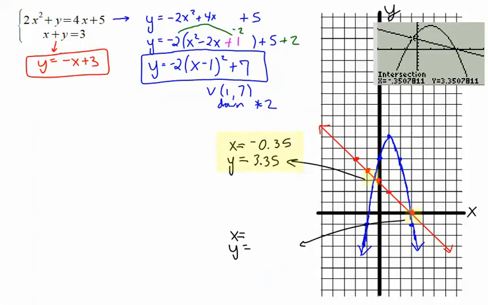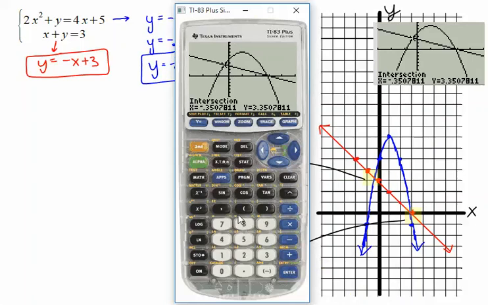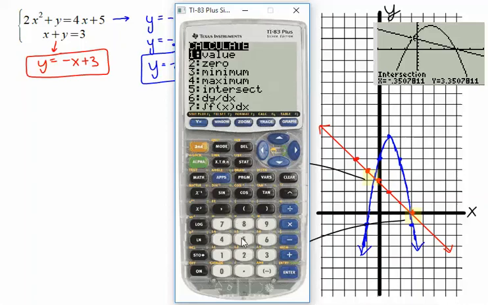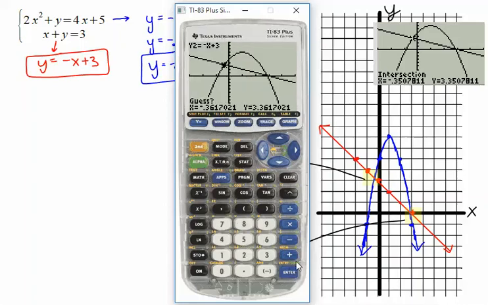But now we actually want to go back to our calculator. Now we're going back to our calculator to find the other intersection point. So hit graph first. Then second, trace to calculate. Option 5 is intersect. Hit enter, hit enter. Guess the second one. I'm going to guess x equals positive 2. And notice it just zaps to the answer.